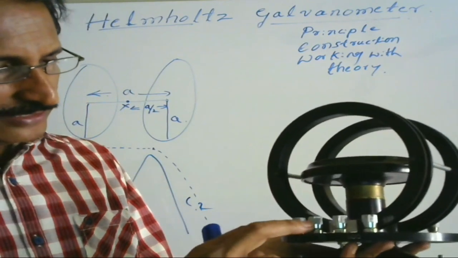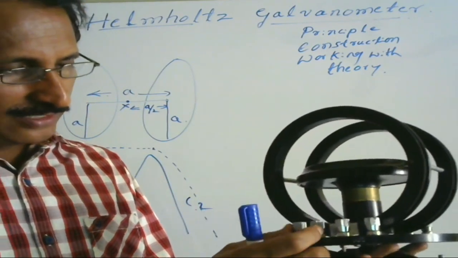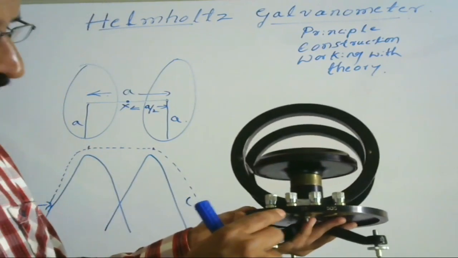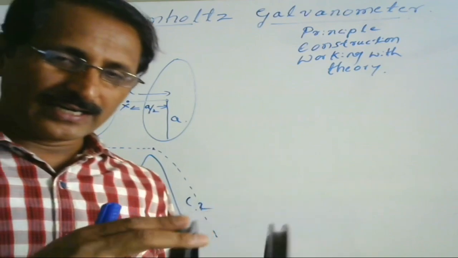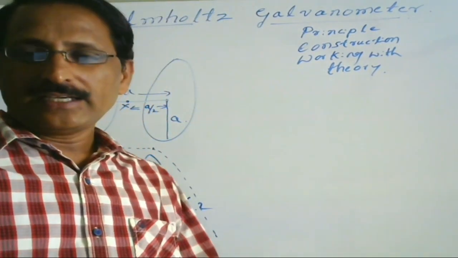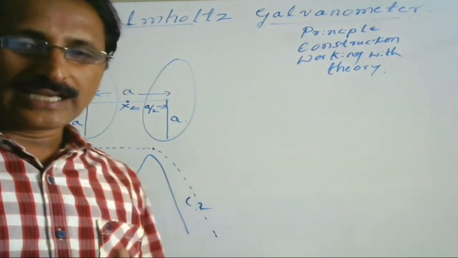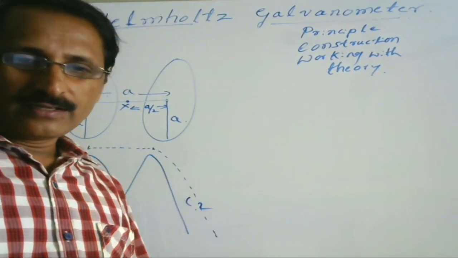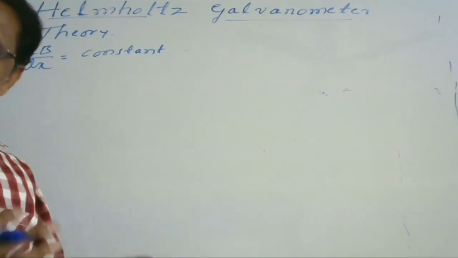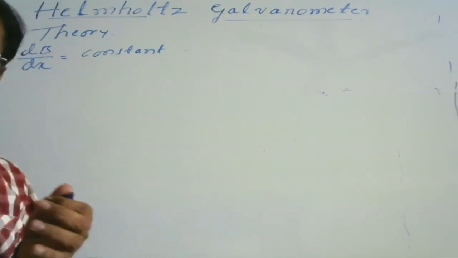So here these terminals are provided to select the number of turns as 250 and 500. In this way, the deflection is produced in the Helmholtz galvanometer when the current is passed. Okay, now let us see the theory involved in the Helmholtz galvanometer.